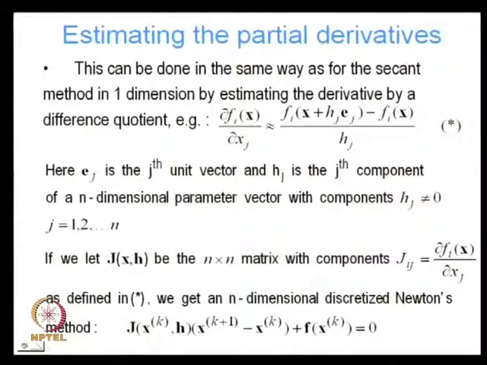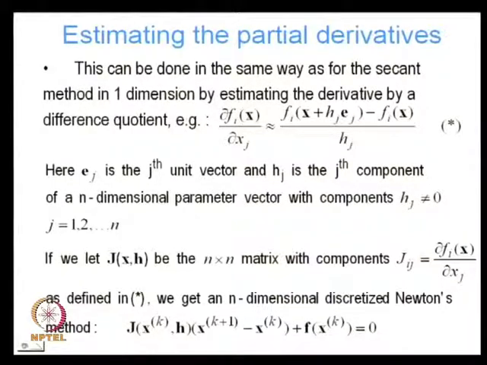So, fi of x plus hj ej minus fi of x divided by hj, right. So, I am approximating this by its directional derivative. Ej is the jth unit vector and hj is the jth component of an n dimensional parameter vector with components hj not equal to 0, j is equal to 1 to n. I am thinking of all these h's as one vector, and each component of that vector is a parameter, right, which is less than 1.